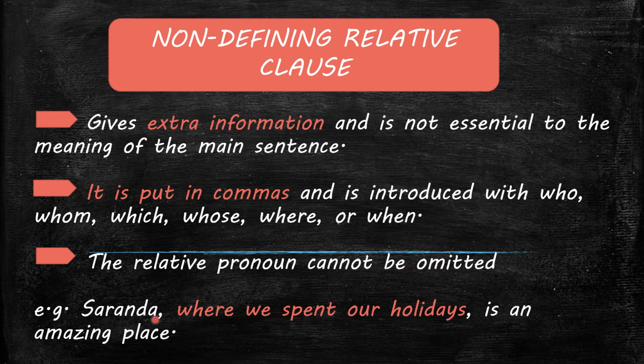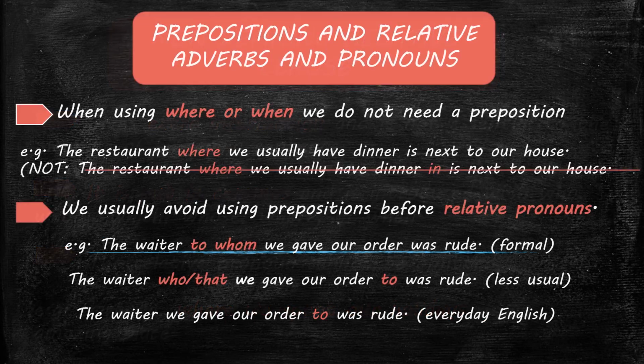Example, Saranda, where we spent our holidays, is an amazing place. Where we spent our holidays is a relative clause. And, as we see, it is put into commas because it gives extra information and it can also be omitted. Whereas, where cannot be omitted because it's a relative pronoun.